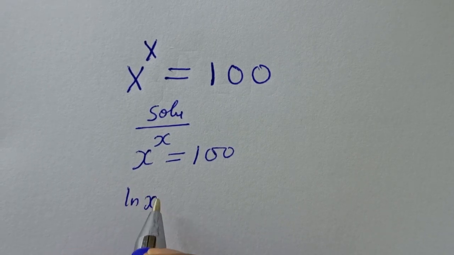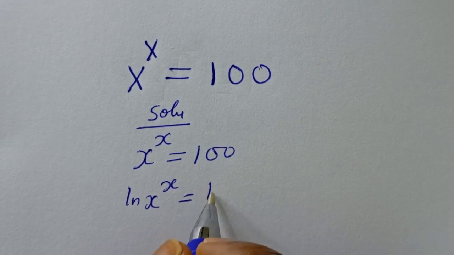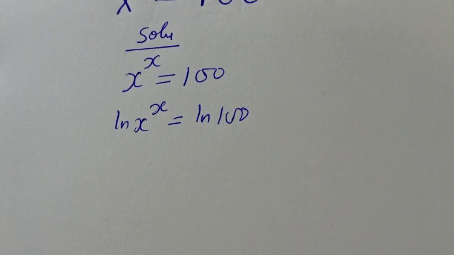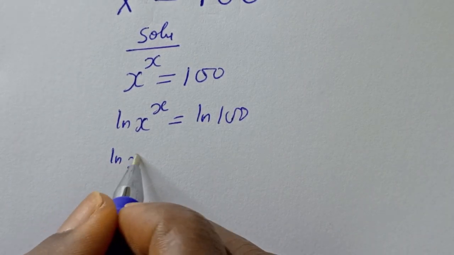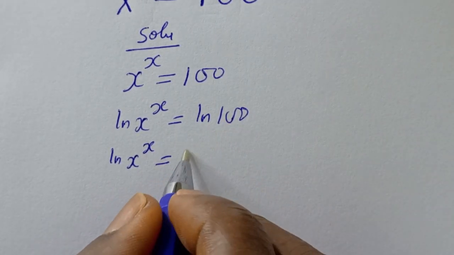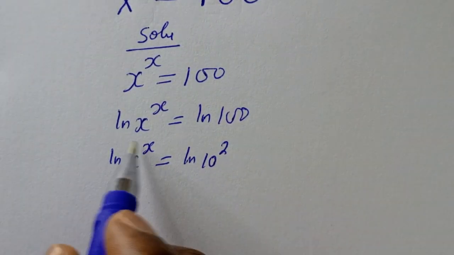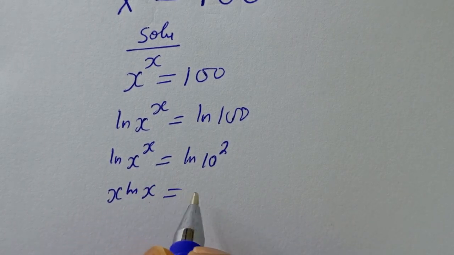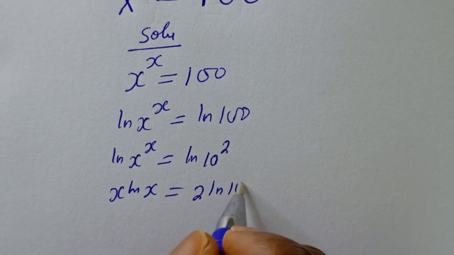ln of s raised to power of s is equal to ln of 100, which can be written as ln of 10 squared. Then this is s ln of s is equal to 2 ln of 10.